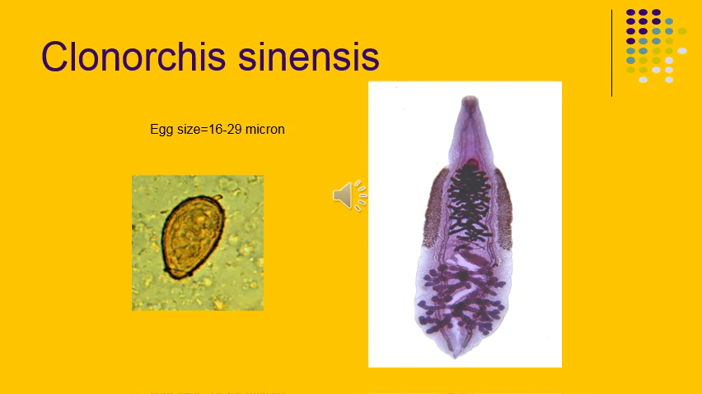In this picture, again we have Clonorchis sinensis plus its eggs. The egg size is about 16 to 29 micron, and it has an operculum and a knob opposite the operculum. On the right side, you can see another picture of Clonorchis sinensis, and you can see that the anterior part is narrower than the posterior part.